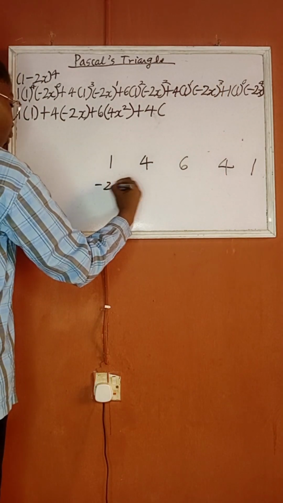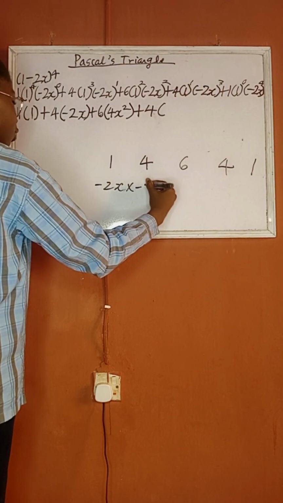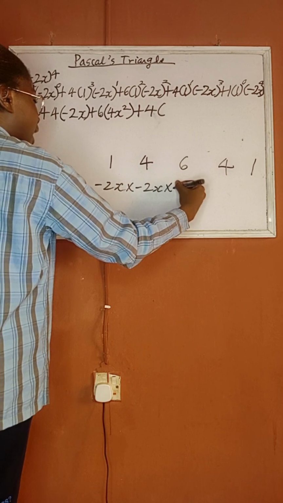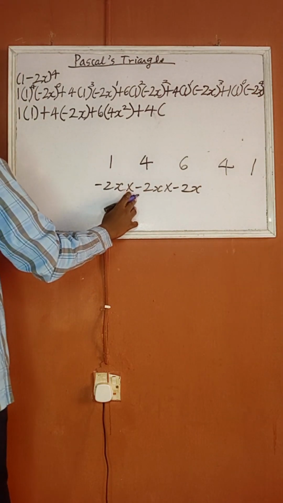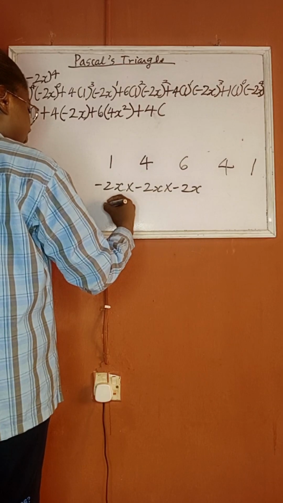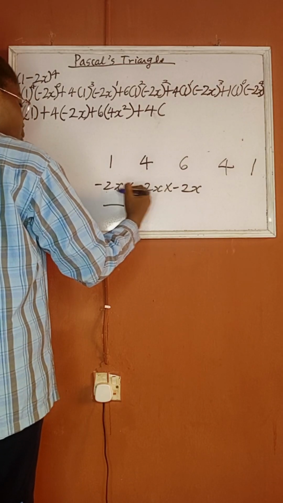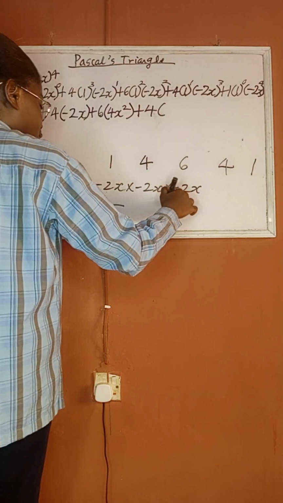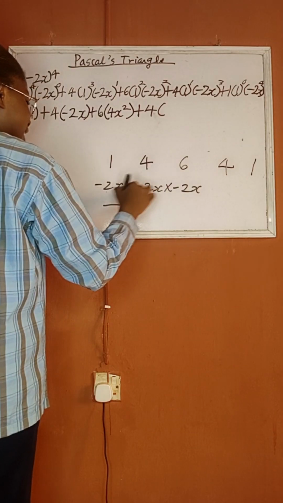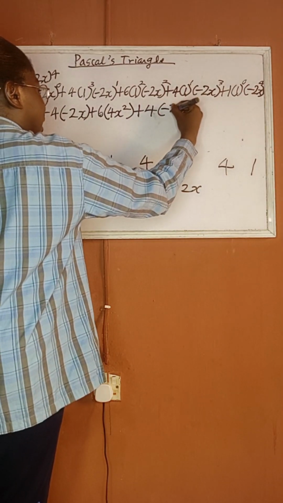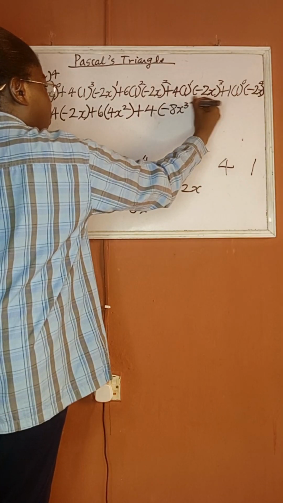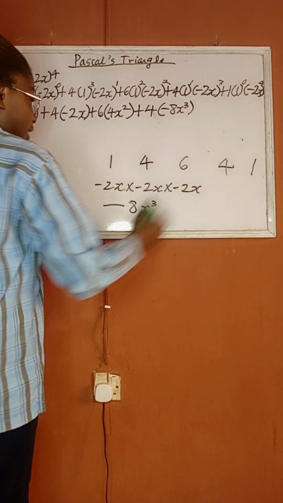That's minus 2x times minus 2x times minus 2x. So that's minus times minus is plus. Plus times minus is minus. That's 2 times 2, 4 times 2, 8. x times x times x is x cubed, so minus 8x cubed. You close that bracket.